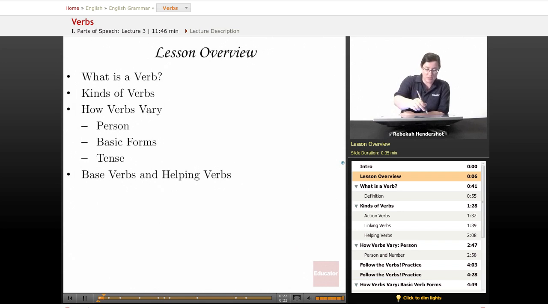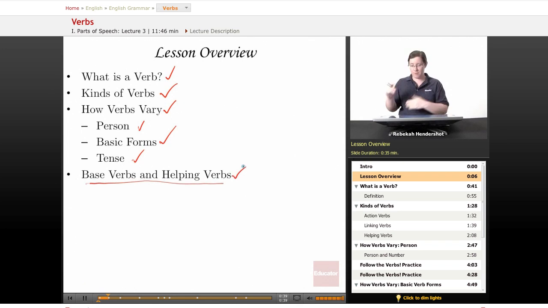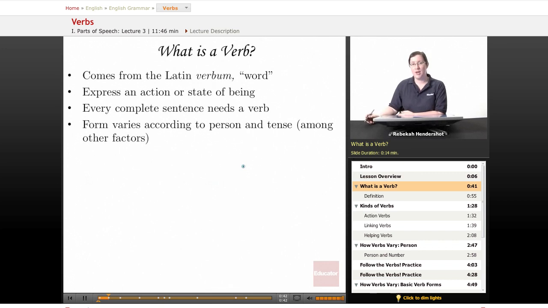So we're going to ask to begin with, what is a verb? We're going to look at the three major kinds of verbs. And we're going to look at how verbs vary, how they change according to person, their basic form, and tense. And then we're going to look at base verbs and helping verbs, which is a slightly trickier area of verb use.